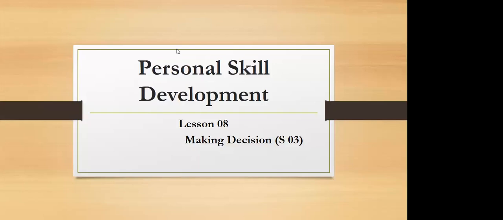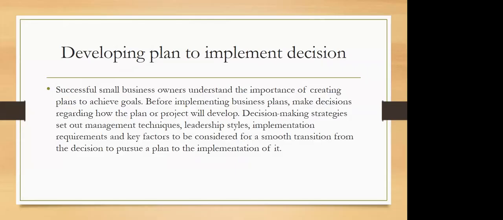Two sessions. This is the third session. So tell me, what is decision making? Why do we take decisions? To solve a problem, or come up with a new idea and make new things. Okay, so we take decisions, right? Next we are going to learn about developing a plan to implement a decision. So what is developing a plan to implement a decision?